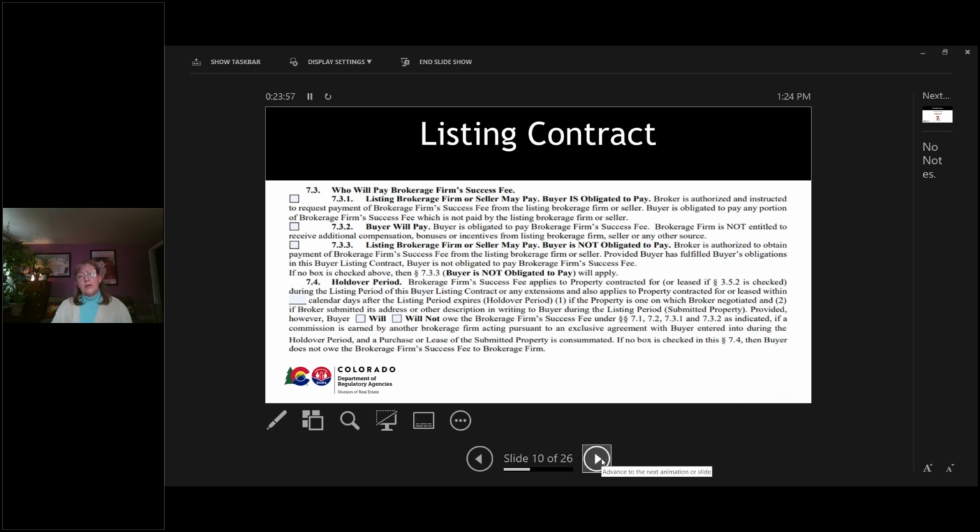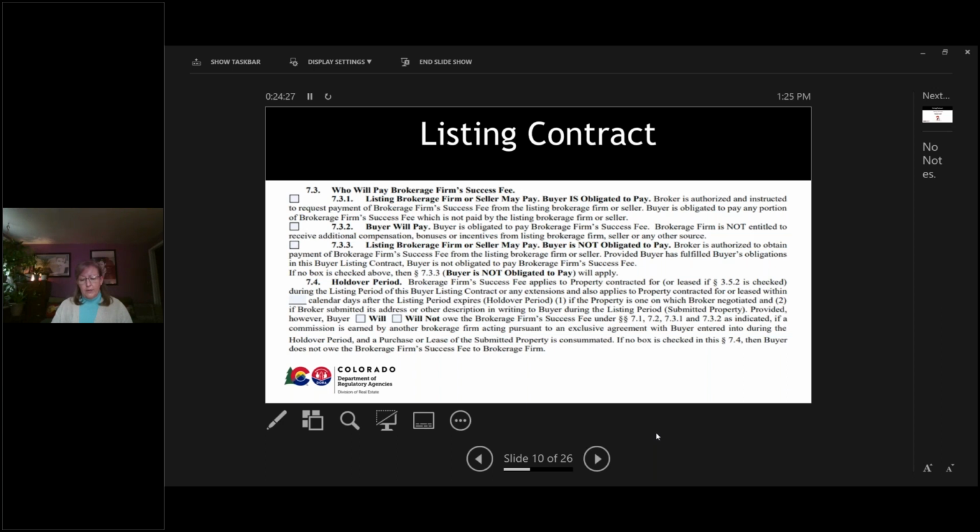The listing contract's also going to go into inclusions and exclusions. So if there is something that when you sell your property you plan on taking with you, like grandma's prized rose bushes, you need to make sure that that is listed as an exclusion in your contract, particularly in the contract to buy and sell. Because if it's missed in the contract to buy and sell, chances are you're not going to get to take it with you. And then there's language in there about the termination of the contract.